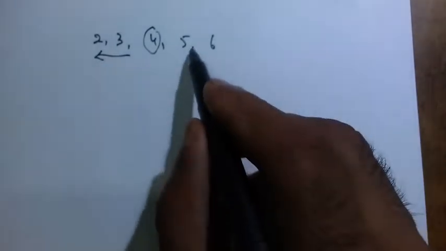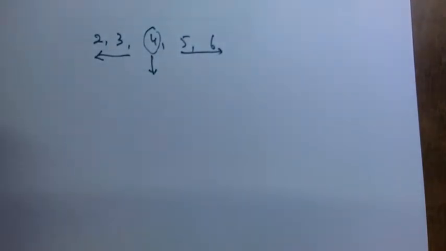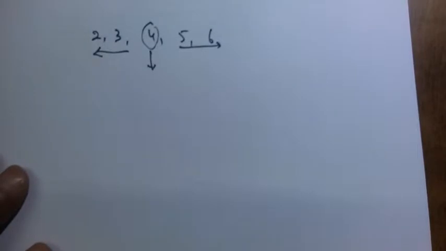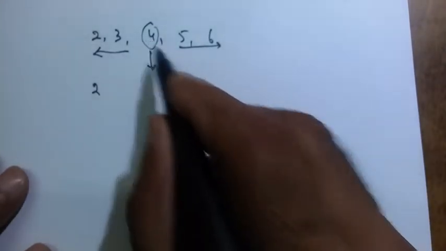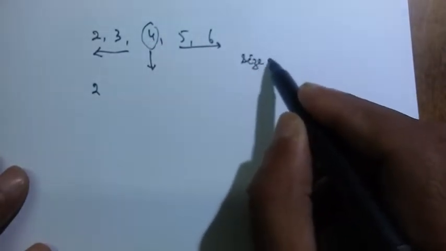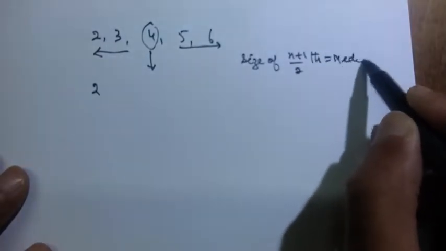Now what's the median? Basically, median is where we divide the data. Suppose we have this data. This 4 is the one constant where half of the observations are below it and half of the observations are above it. So median is a constant. We divide the data into two equal halves. Now suppose I got an odd number of observations, then the size of the (n plus 1) divided by 2th item will be my median.